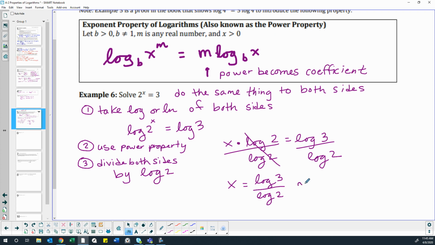That's the exact answer. If we want an approximate answer, we would put that in our calculator. Don't forget to put your parentheses around the 3 before you divide by log 2. And suddenly I'm wondering if I did this right in the calculator, so I'm going to double check it while you're writing, because I'm worried that maybe I didn't put the parentheses when I did this. Divided by log 2. Okay, I did do it right. So I get approximately 1.585. So what this answer is telling us is that 2 to the 1.585 power would give us 3. That's not something we could ever do in our heads.